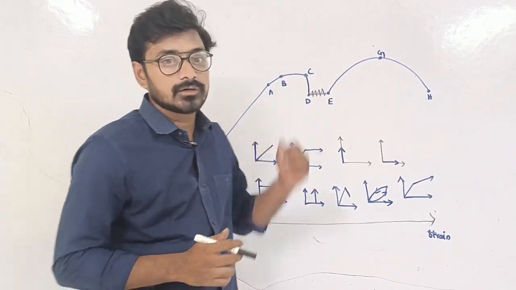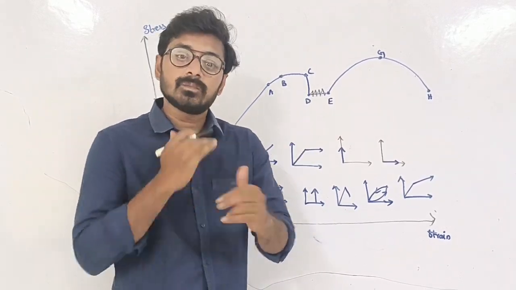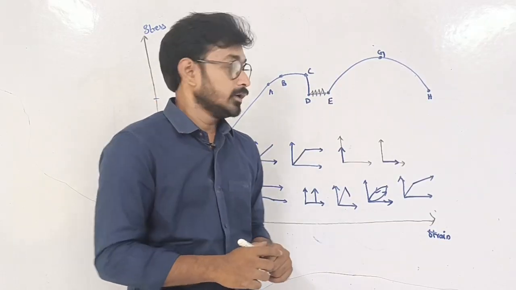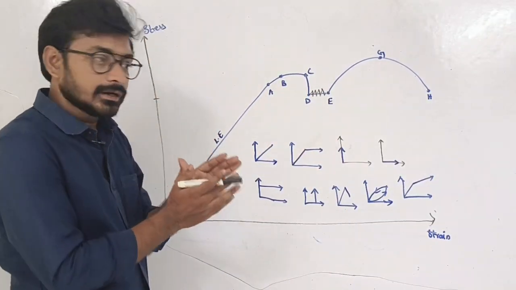In the last class, we discussed the stress strain curve diagram and how we will represent it, and how the specimen will change from point to point. That means from limit of proportionality to elastic limit to upper yield point to lower yield point, and how the specimen is changing. Based on that, we will draw the stress strain diagram for different materials.